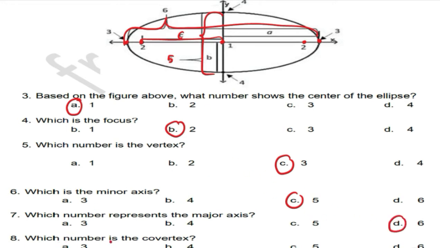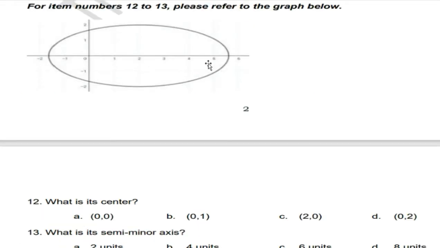Last number, which number is the co-vertex? Co-vertex, yun naman yung singular term ng co-vertices. Pag sinabi natin co-vertices, kabaliktaran ng vertices, which is the point sa ating minor axis. So here, you can see, it is number 4. Number 4 is letter C. So ganun lang magtingin ng ating ellipse. So yun yung part ng ellipse natin. Ganun lang kasimple, okay, hindi masyadong mahihirapan.